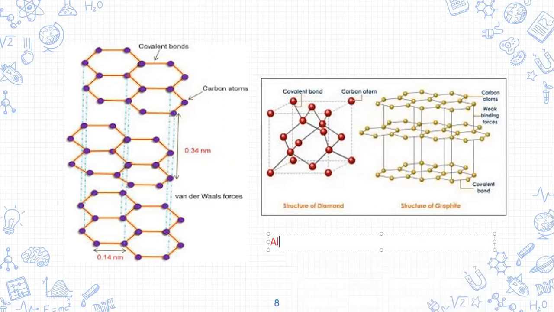What are allotropes? Allotropes are of the same element, but they have different structures. So if the element is the same and they have different structures in the same physical state, it will be known as an allotrope. So they have the same element, but they have different structures.